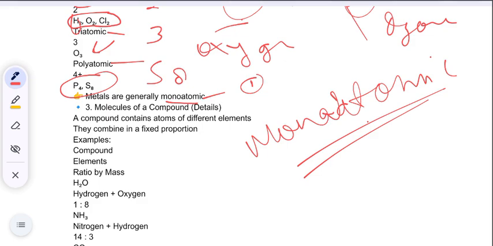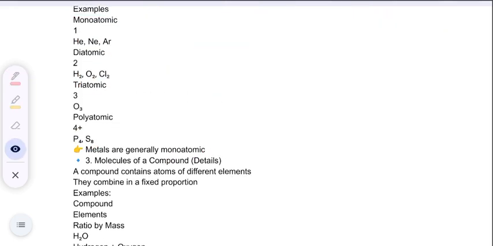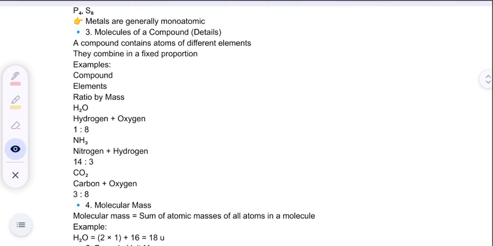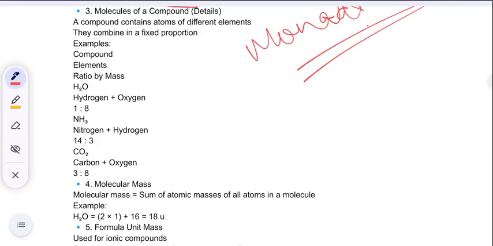Right now we were talking about molecules of elements, now we're talking about molecules of compounds, in a very detailed manner. See, a compound contains atoms of different elements. Or you can just say it contains molecules of different atoms. Now they combine in fixed proportion.